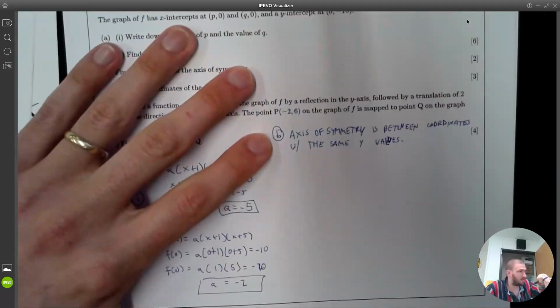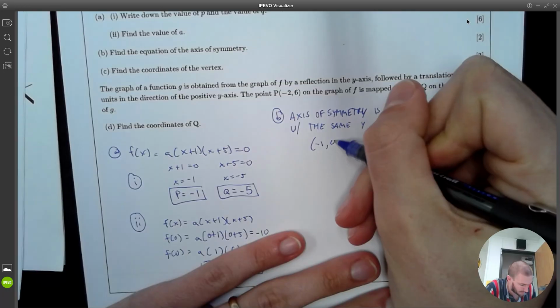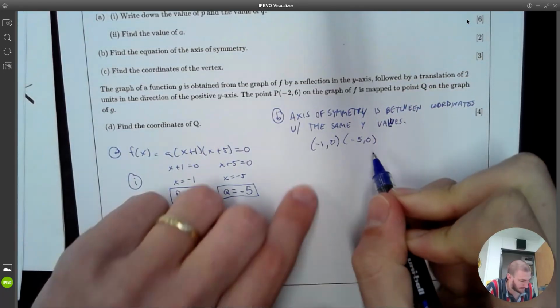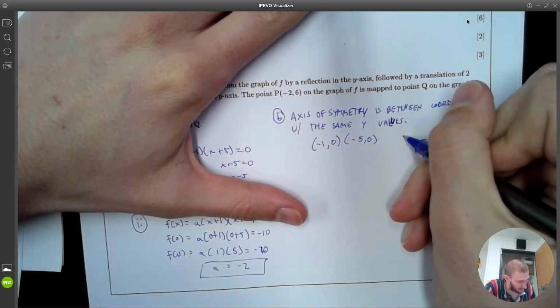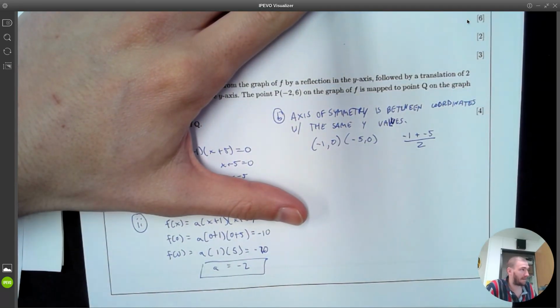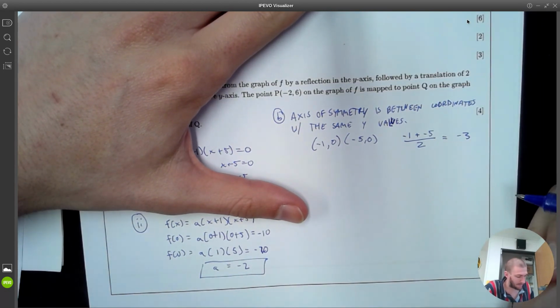So I'm going to use my 2 coordinates here. That would be negative 1, 0 and negative 5, 0. These have the 2 values, and I need to figure out what is in the middle of those 2. And so I could do negative 1 plus negative 5 divided by 2. Find their average by adding them up and dividing by 2. That's going to be negative 3.